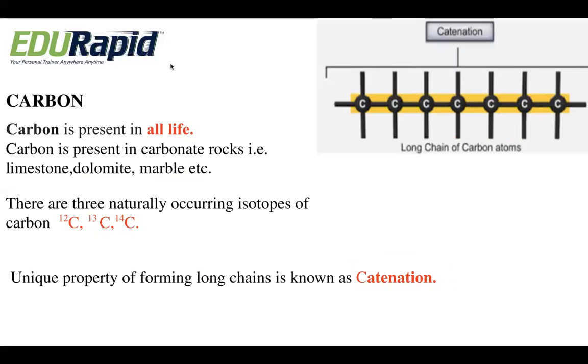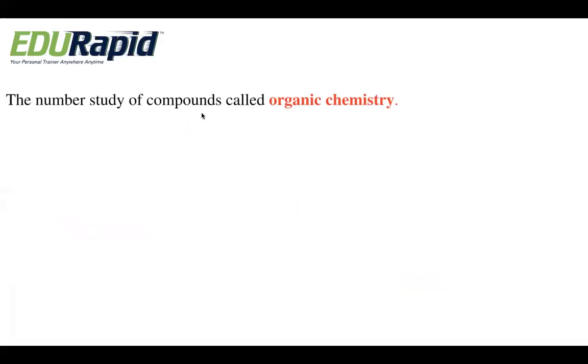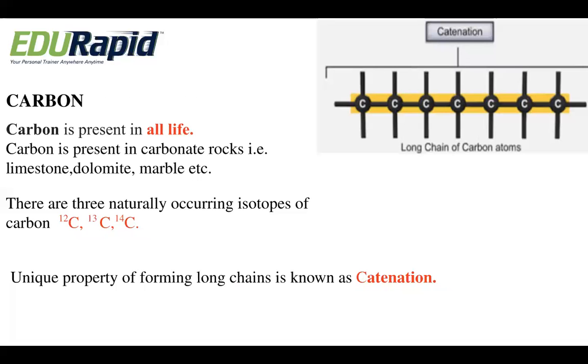Why does carbon have this property? Because carbon is tetrahedral in nature. It has tetravalency. So that is one more specific property of carbon. It has a valency of 4. It can combine with 4 atoms, so it can have the catenation property. So these are some of the special properties of carbon.